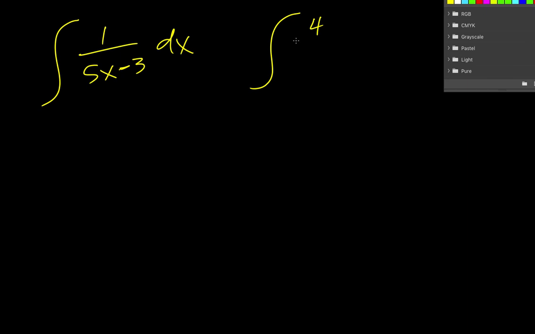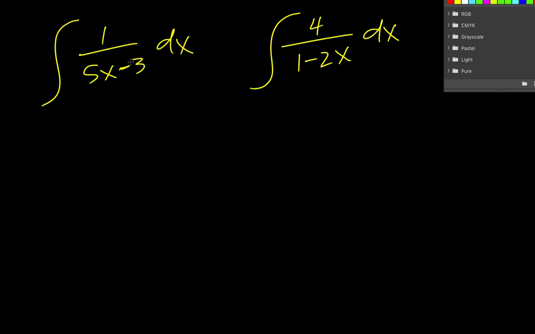Okay, now we just have 2 more. 1 over 5x minus 3 dx and 4 over 1 minus 2x dx. Okay, so we'll do both these.